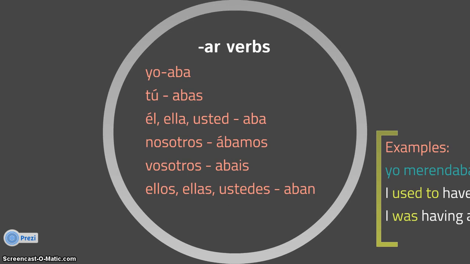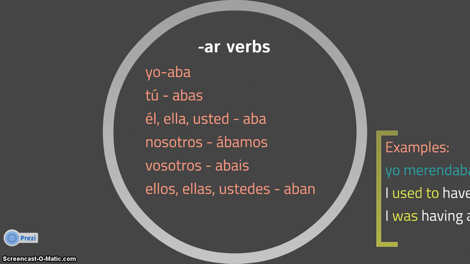Alright, now let's talk about our endings. Now I know my notes are a little bit different than what your notes look like, so please make sure that you fill them out correctly. The yo form, our ending is -aba. The tú form is -abas. Él, ella, and usted is -aba.